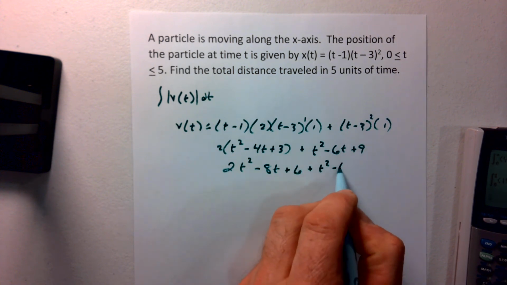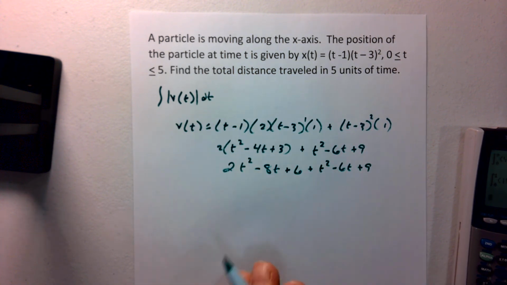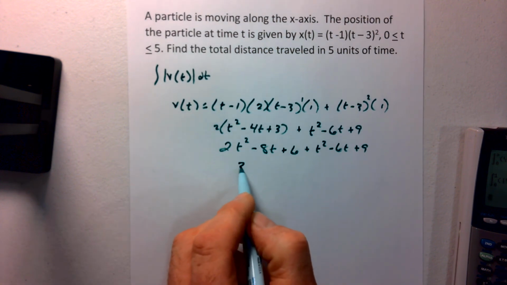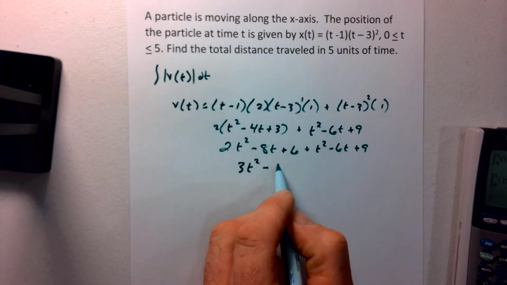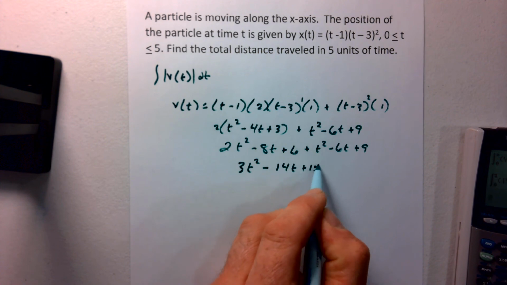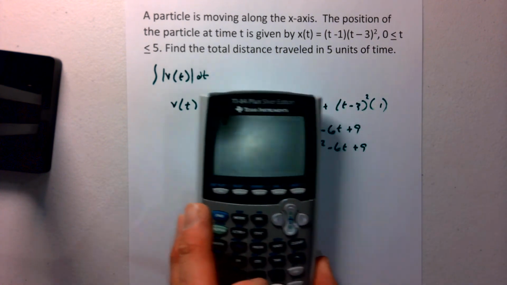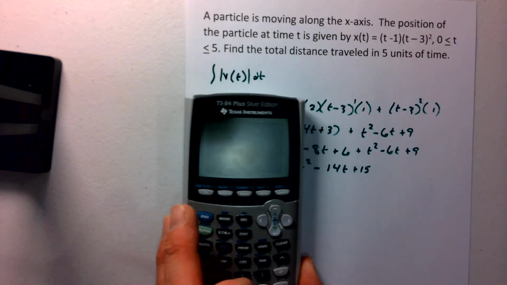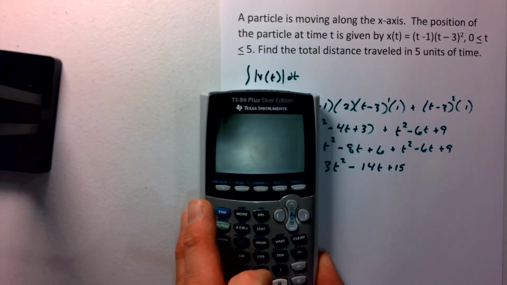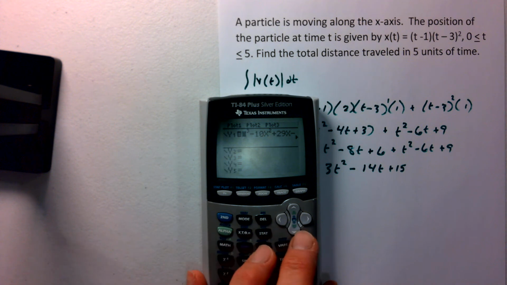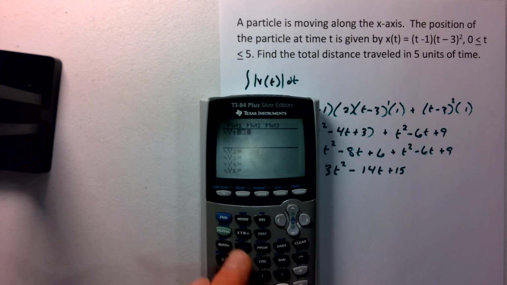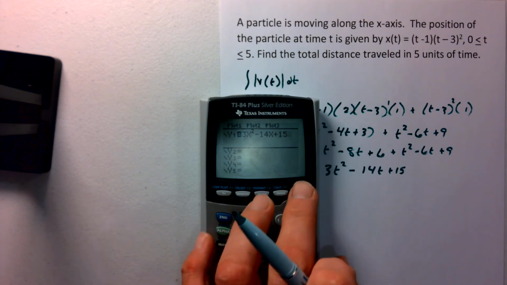And bringing in the rest of it, go ahead and add like terms. I get 3t squared minus 14t plus 15. So again, I'm going to go ahead and put that in my calculator. Put it over here so you can kind of see it there. I'm going to move that over so I can see as well. So again, I'm going to go to my y equals. I'm going to go ahead and clear that out. I'm going to enter 3x squared minus 14x plus 15.